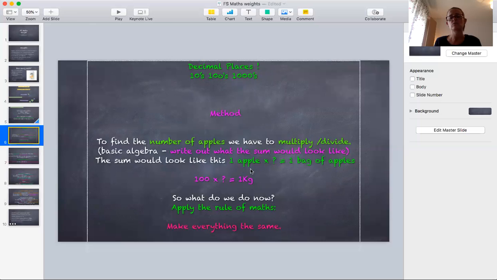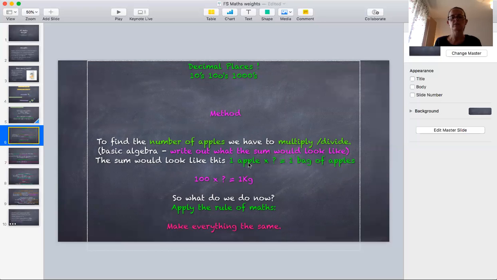If you can write out the sum like that for whatever problem, whatever it is, you start to see what it is you're being asked to do. So you know that this one with a question mark is the one that you don't know. And you're one step closer to going, well, actually, how do I work that out? So let's go back to the sum. 1 apple times something equals 1 bag of apples.